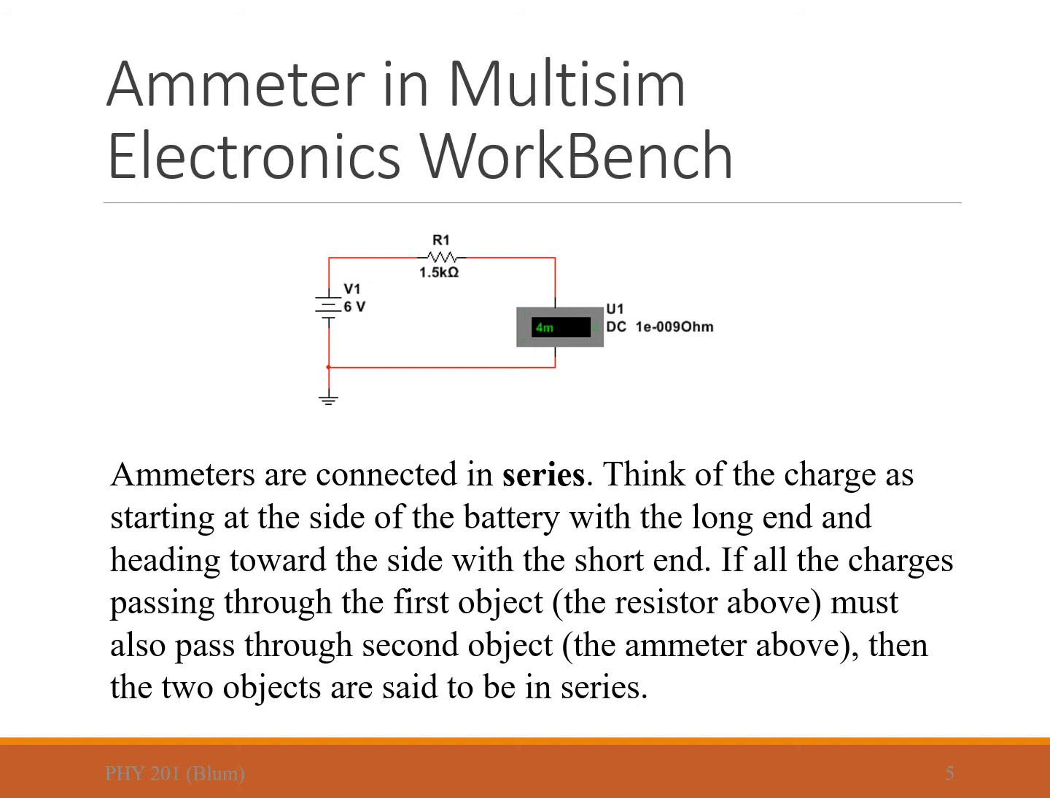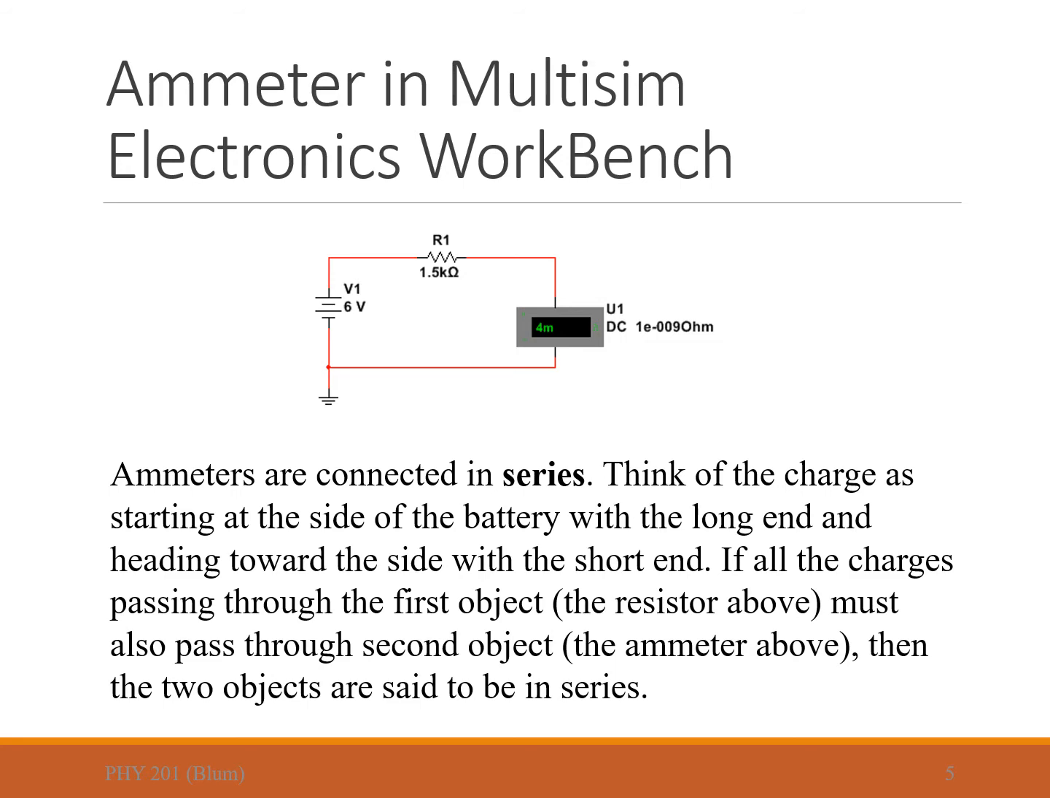After they've gone through the resistor, then they go through the ammeter. And we're just discussing here what is meant by series. Since all the current that goes through R1 must also go through the ammeter, the resistor and the ammeter are said to be in series.